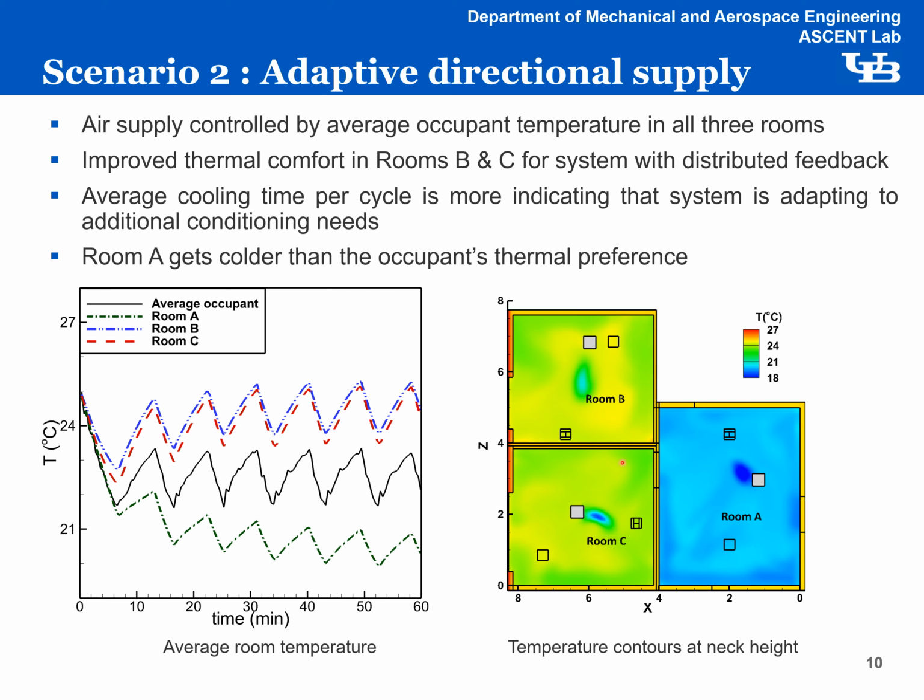However, occupants do not experience thermal comfort because of the continuous solar radiation. The average cooling time is more for this scenario, which indicates that the system is adapting to the additional conditioning needs required to provide thermal comfort in a thermally imbalanced office configuration. The temperature difference between room A and rooms B and C seems to increase with time, and the occupant in room A may experience discomfort due to the cold environment.